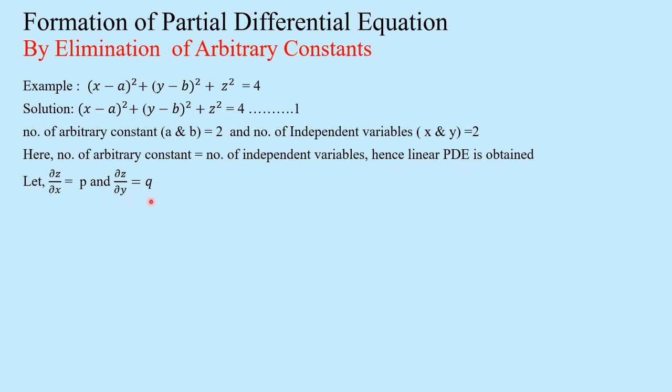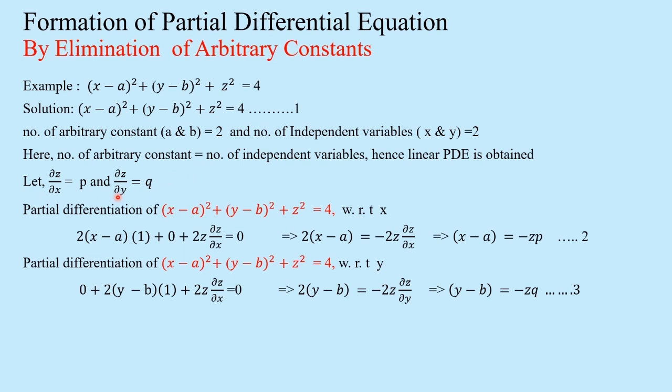Let P be this and Q be this. On partial differentiation of this with respect to x, this becomes 2x minus a, and then differentiation of x, that is chain rule, is 1. So we get this. Here, since we are differentiating with respect to x, this y will be considered as constant, and differentiation of a constant is 0. So this term will become 0. z square will become 2z, and then by chain rule, differentiation of z is dou z by dou x.